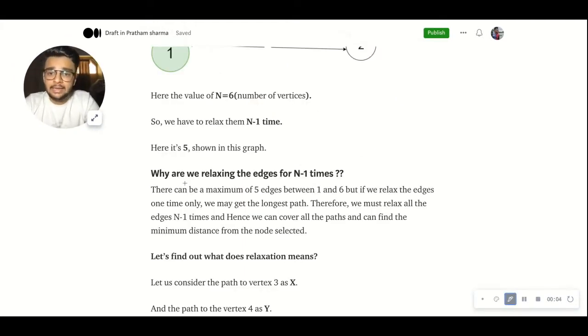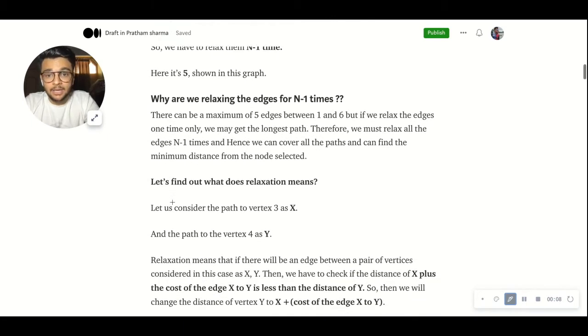So why are we relaxing the edges n minus 1 times? There can be a maximum of 5 edges between 1 and 6. But if we relax the edges only one time, we may get the longest path. Therefore, we must relax all the edges n minus 1 times to get the shortest or minimum distance from the selected node to each and every node. That's why we use the n minus 1 times relaxation technique.